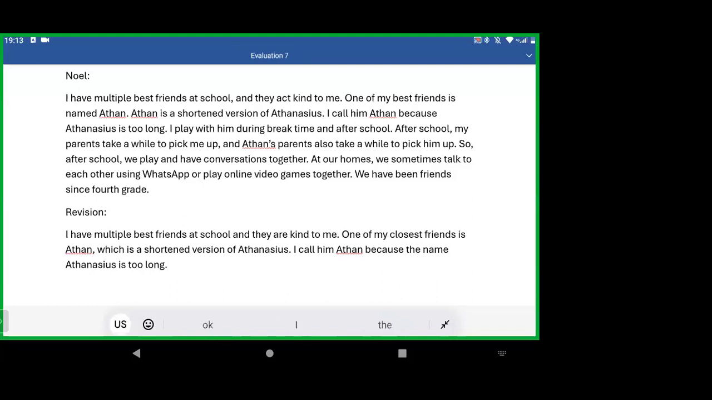I play with him during break time and after school. After school, my parents take a while to pick me up, and Ethan's parents also take a while to pick him up. So after school, we play and have conversations together. You can change "during break time" to "during recess," which is the other term for break time, and after school, when we are waiting for our parents to pick us up.